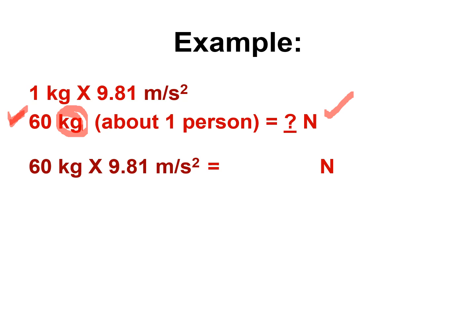Convert this first. You multiply your mass by the gravitational pull. So in Newton, it is about 588.6 Newton. We already talked about the correct unit that you need to use for the right reason, or for the right material. But now we want to look at unit conversion.